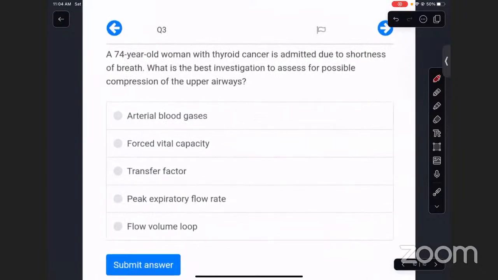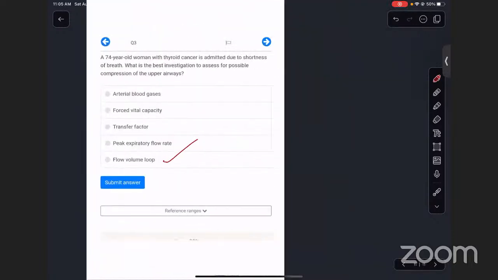Here is a 74-year-old man with thyroid cancer admitted with shortness of breath. What is the best investigation to assess for possible compression of the upper airway? That's a very easy question. To differentiate upper airway from lower airway obstruction, there will be a flow volume loop. So the answer is flow volume loop.